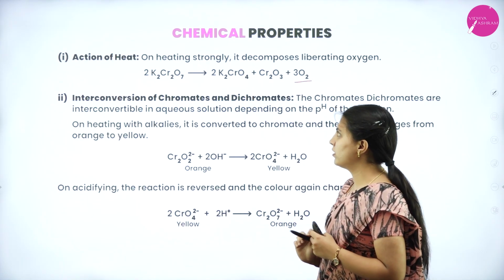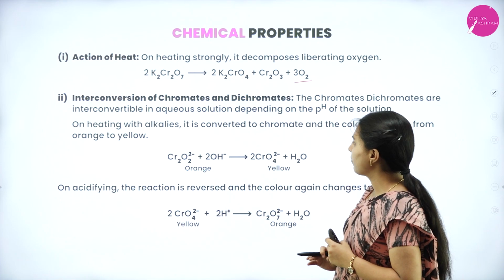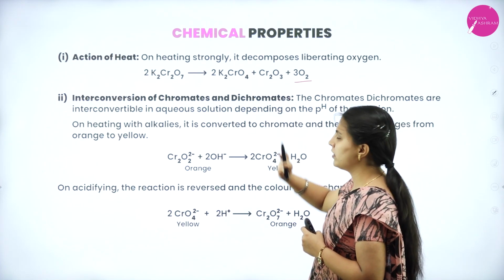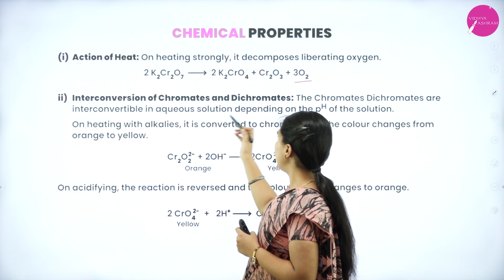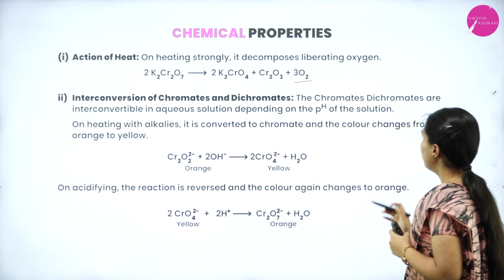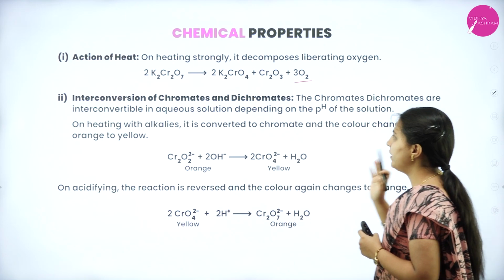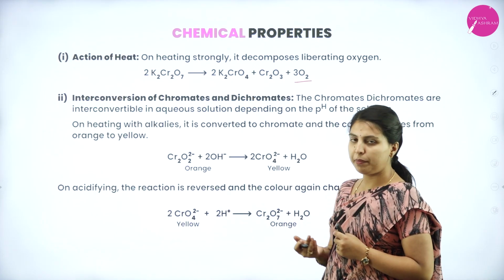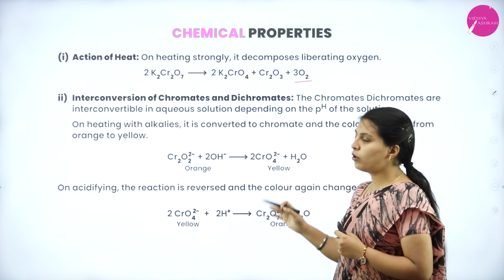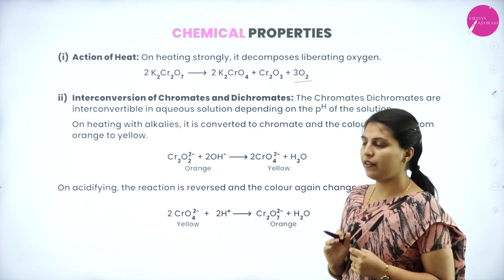It will liberate oxygen and it will decompose. This is potassium chromate and this is chromate ion. Then, interconversion of chromates and dichromates. The chromates and dichromates are interconvertible in aqueous solution, depending on the pH of the solution.